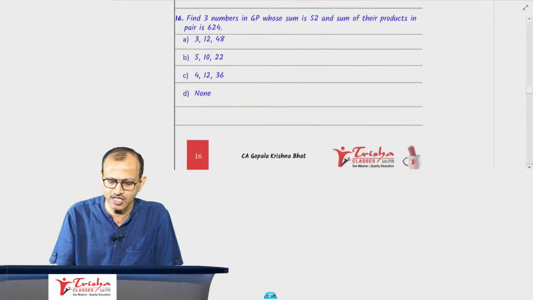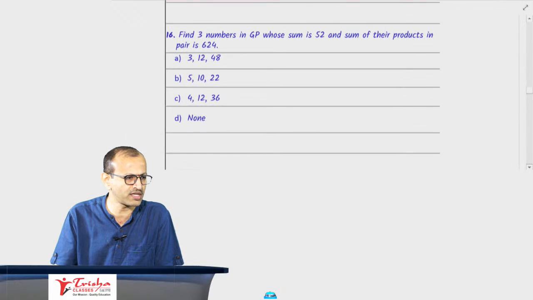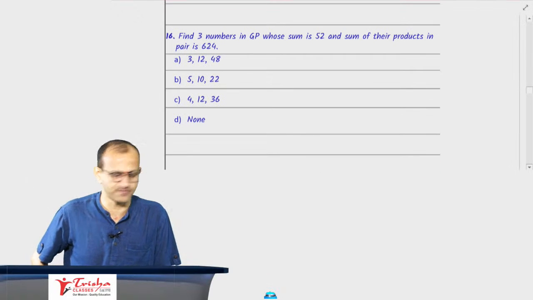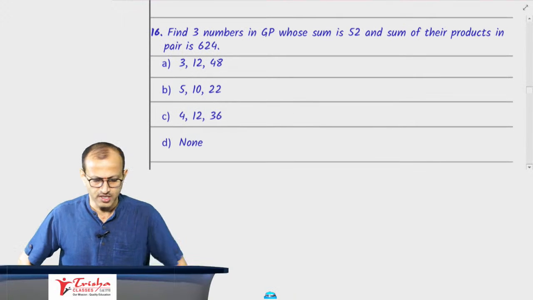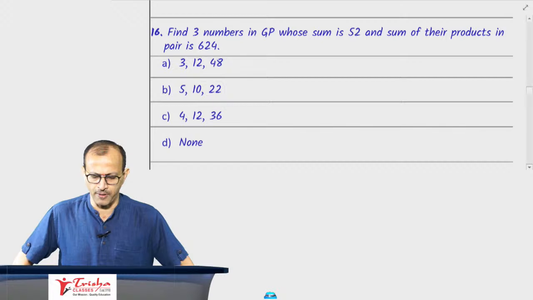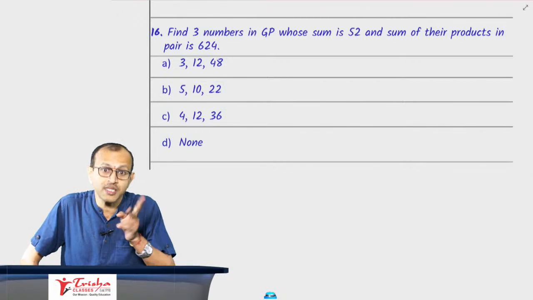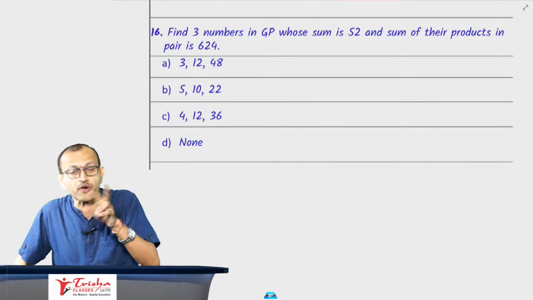Okay. There is a question here. Question number 16 on your screen. All of you refer to question number 16 on your screen. Find 3 numbers in GP. Sum is 52. Sum of their products in pairs.